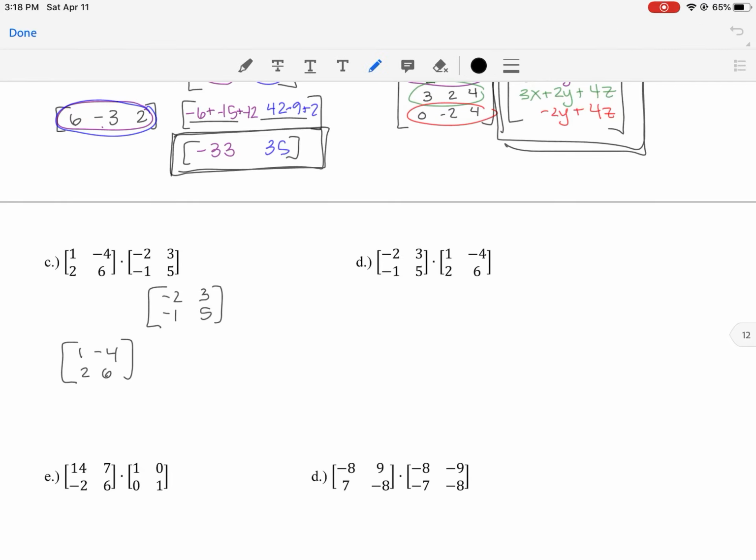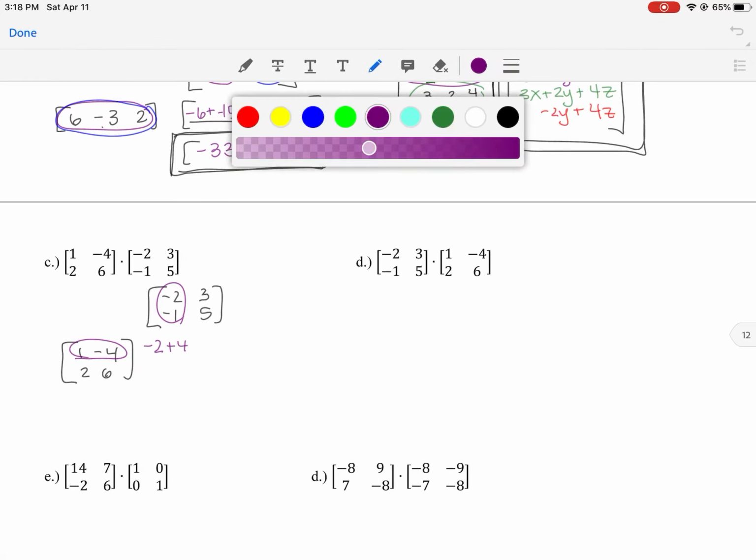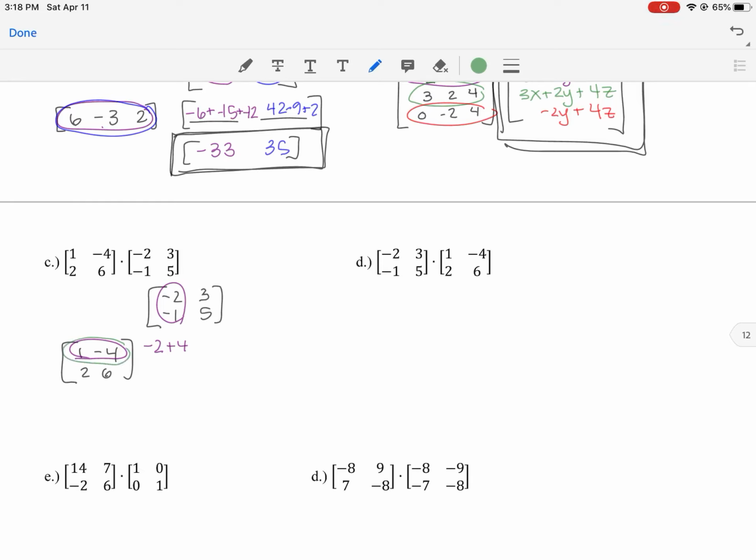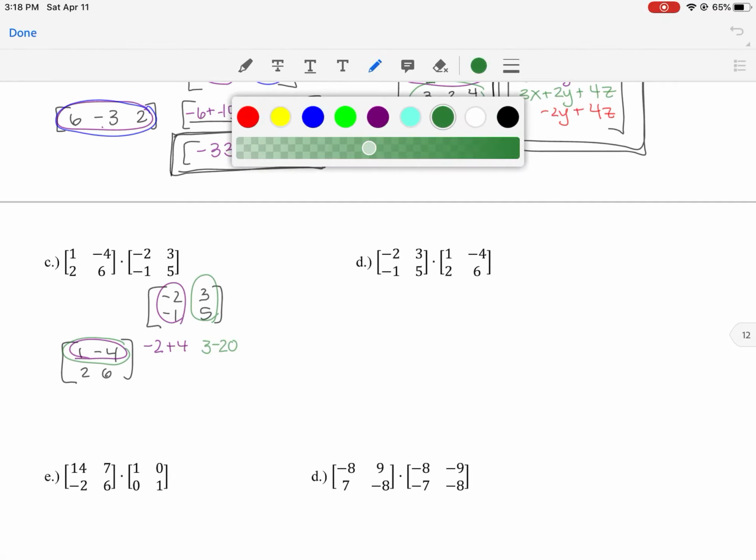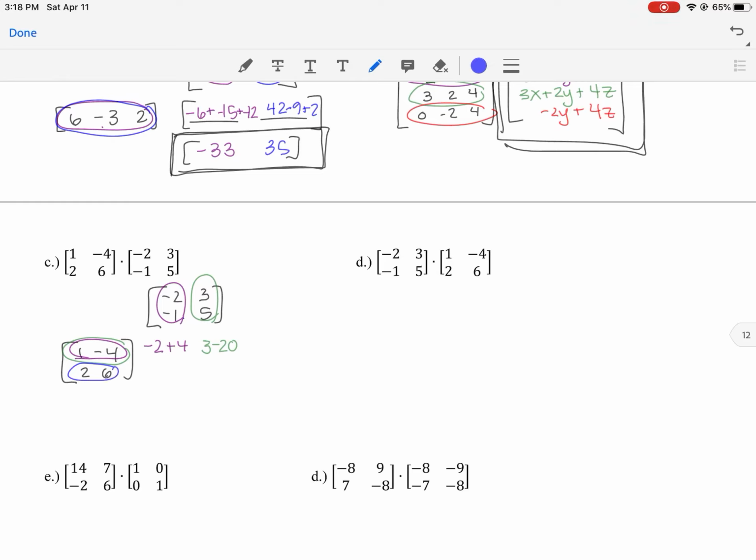So 1, -4, 2, 6. And then -2, 3, -1, 5. So let's look at first row, first column. 1 times -2 is -2. -4 times 1 is +4. Okay, first row. Now in the second column, 1 times 3 is 3. -4 times 5 is a -20.